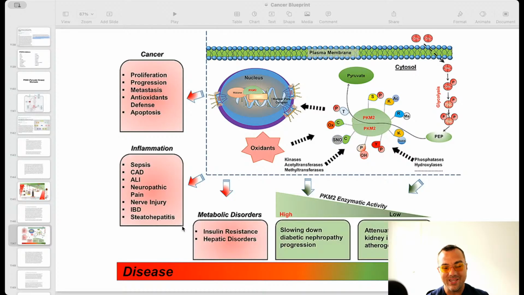And so, PKM2, although it is an enzyme that breaks down glucose ultimately to pyruvate, it also participates in the setting up of various diseases such as insulin resistance, probably non-alcoholic fatty liver disease and fatty liver, other inflammatory conditions, some of which are plaguing our society, like CAD or coronary artery disease, inflammatory bowel diseases. Here's fatty liver disease as well. Steatohepatitis, that's another name for that. And then of course cancer, which is what this video is talking about.